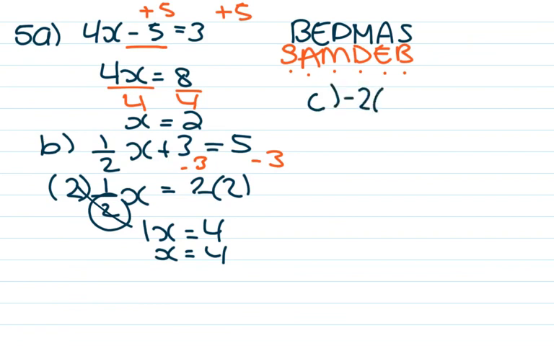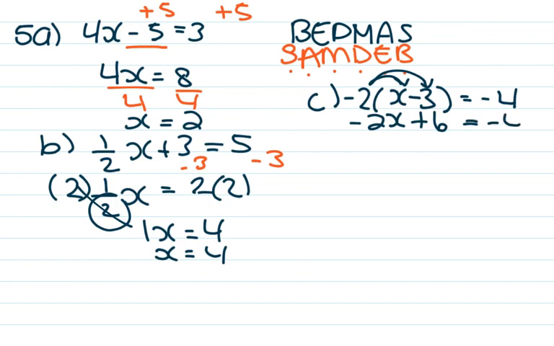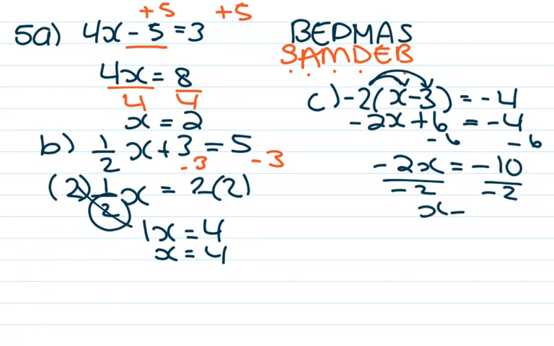C is negative 2 times the quantity x minus 3 equals negative 4. So first I need to expand this out. Technically I don't have to, but it will make my life easier if I do. Negative 2x plus 6 equals negative 4. Now I'm going to subtract 6 from both sides. Negative 2x equals negative 10. Divide both sides by negative 2, and x equals 5.